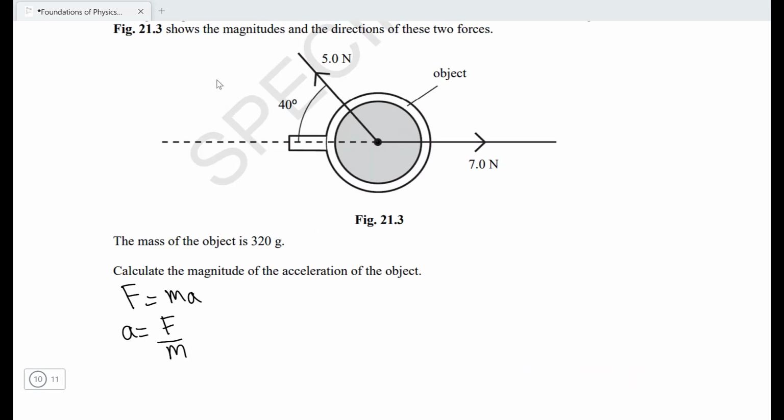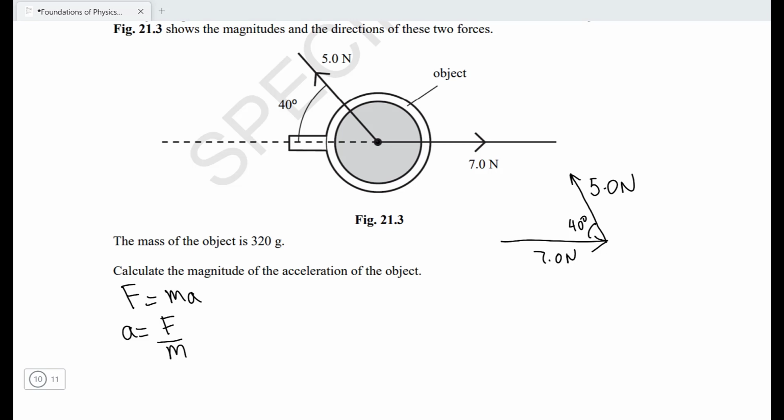So we have two forces acting, we don't know what the resultant force is, so we need to add those two vectors. The first thing I need to do to add vectors together is to rearrange them tip to tail. So this one here is 7 newtons acting this way, and we also have a 5 Newton vector acting this way. The angle to the horizontal is 40 degrees.